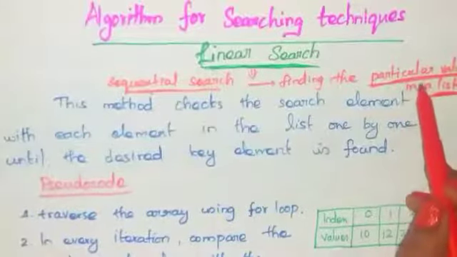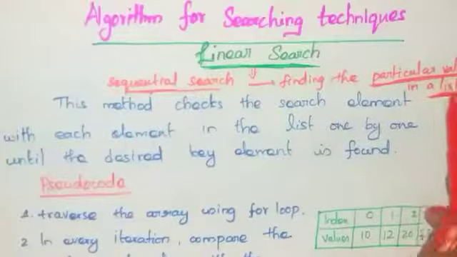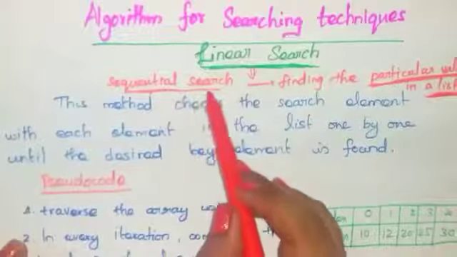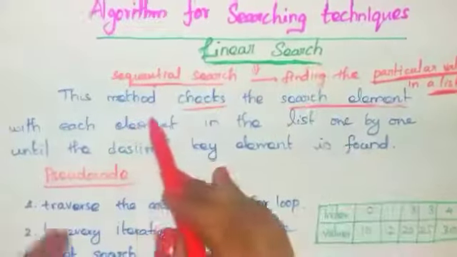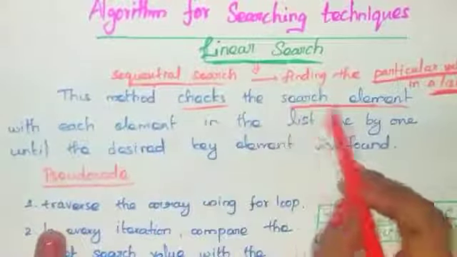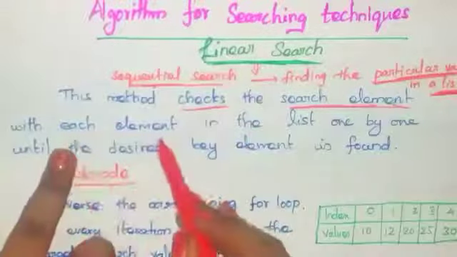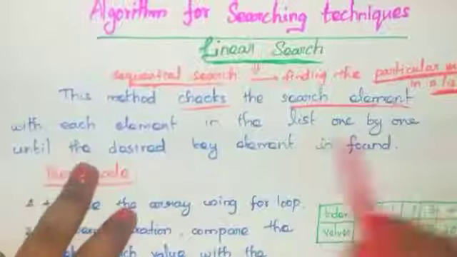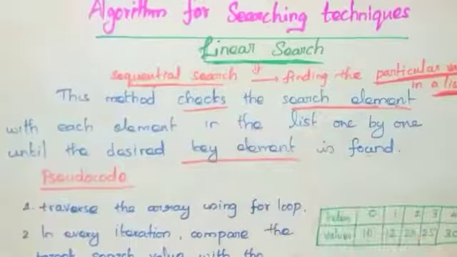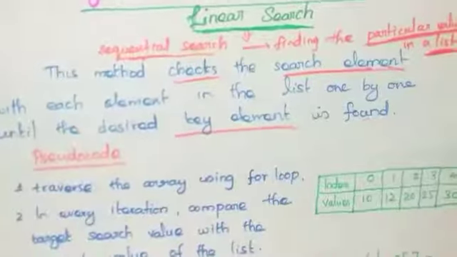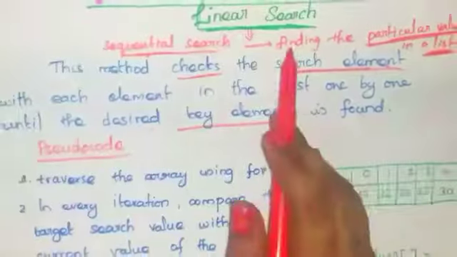So if you want to search a particular value in the list in a sequential way, you can use this linear search technique. This method checks the search element with each element in the list one by one until the desired key element is found. So let us see one example, then you will clearly understand linear search.